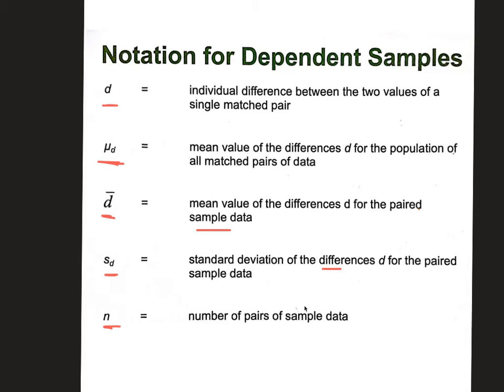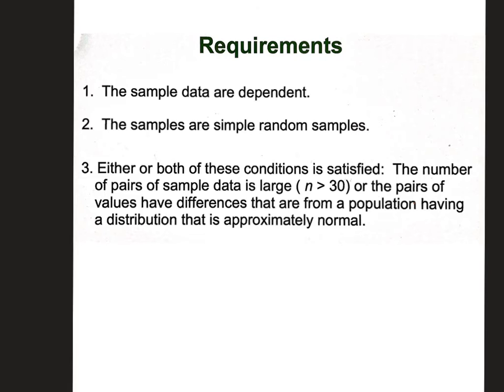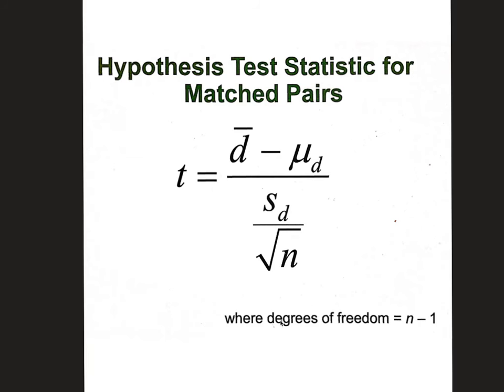What the notation is. Requirements to be able to do this: number 1, they're dependent. Obviously, that's what we're doing. Number 2, they come from SRSs, simple random samples. And because we're doing mu, the number of pairs has to be bigger than 30, or they have to come from a population that's normally distributed or very close to being normally distributed.